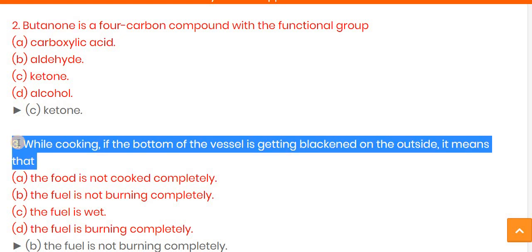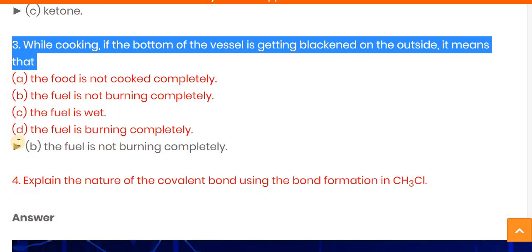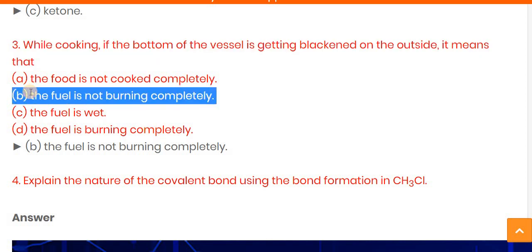Now the third question. While cooking, if the bottom of the vessel is getting blackened on the outside, it means: the food is not cooked completely, the fuel is not burning completely, the fuel is wet, or the fuel is burning completely. The answer is that the fuel is not burned completely. Why? Because incomplete combustion has occurred. Due to this incomplete combustion, the black soot forms. So the answer is B, the fuel is not burning completely.